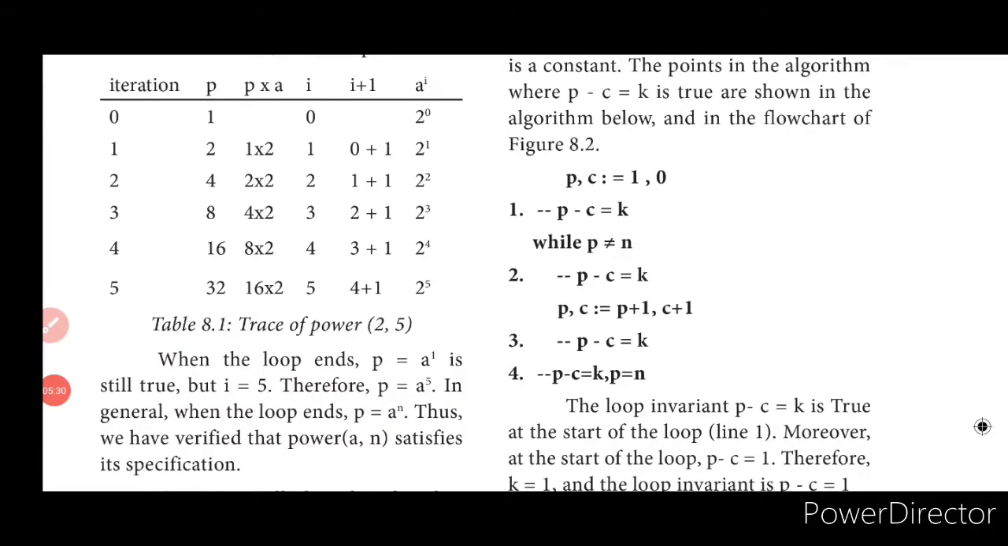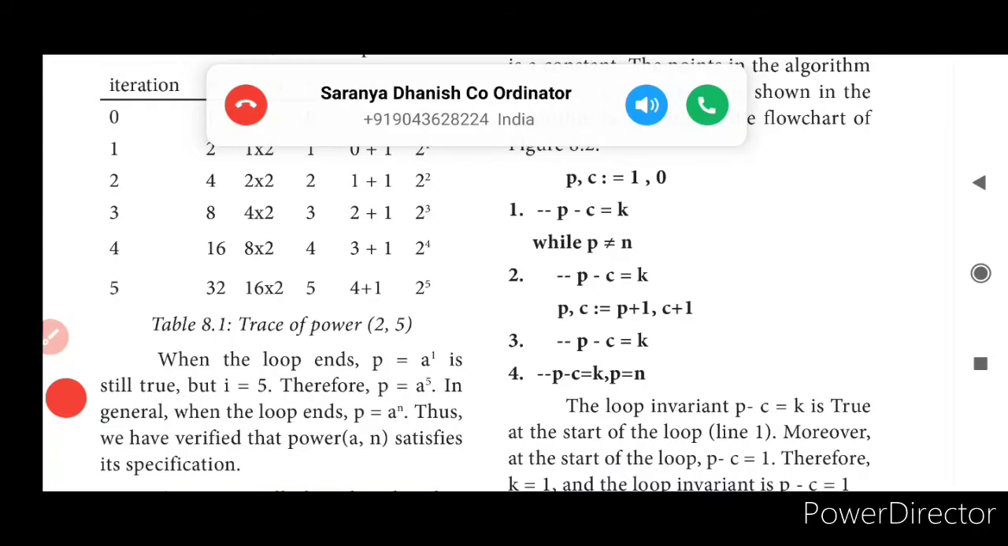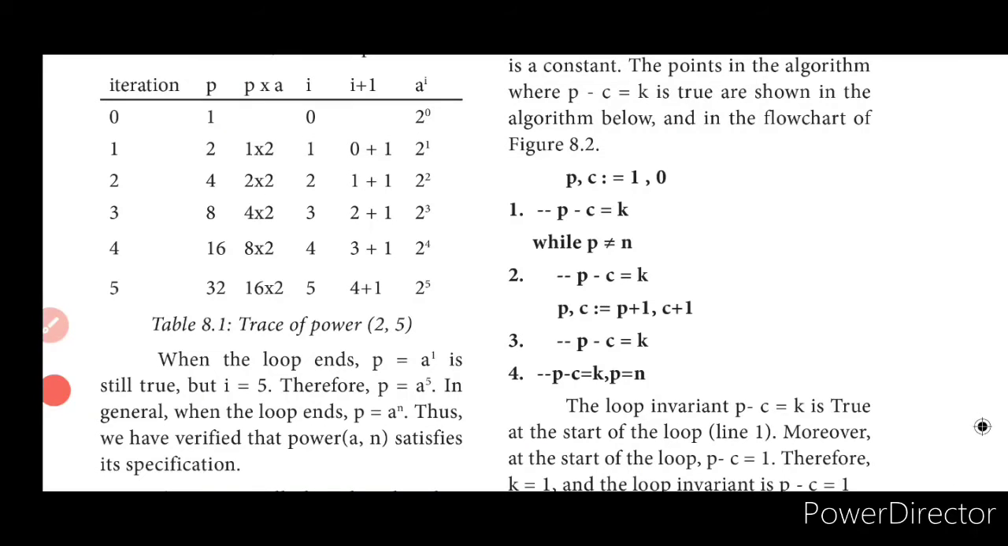So while P is not equal to N, what happens? The cuts and the pieces will be increasing. P plus 1, C plus 1. We have to keep cutting again and again, right? So when P minus C is equal to K, finally what will happen is P is equal to N.